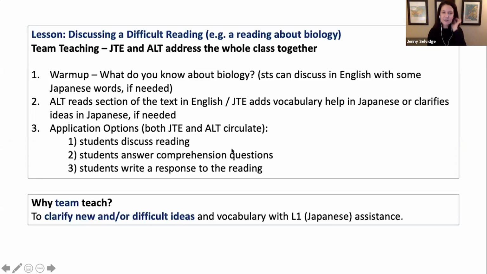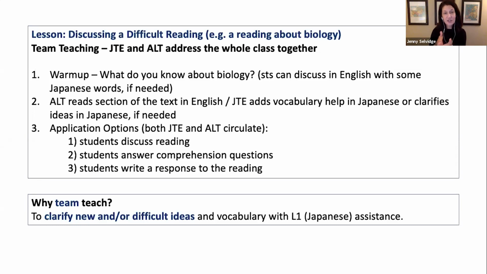So why team teach here? To clarify new or difficult ideas with Japanese help. A lot of times teachers ask me, can I use Japanese in the classroom? Definitely, if you think it'll help.